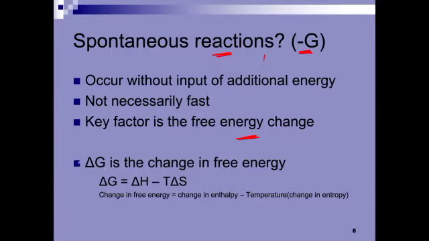So delta G, that's what this little triangle here means. Delta G means change in free energy. The change in free energy is equal to the change in enthalpy minus temperature times change in entropy. So let's see what this looks like in action.